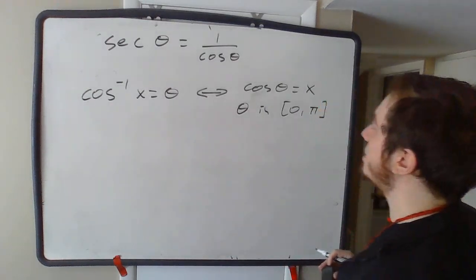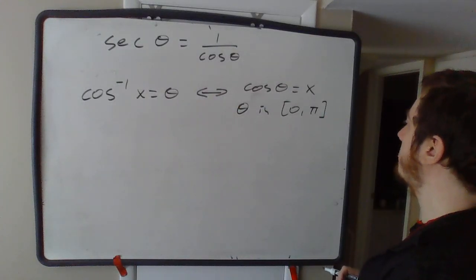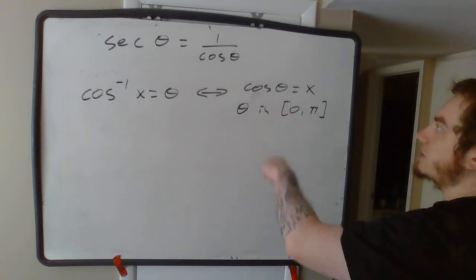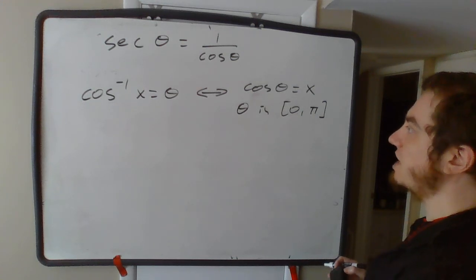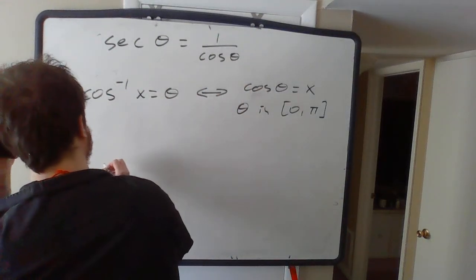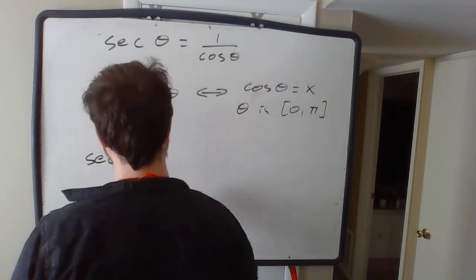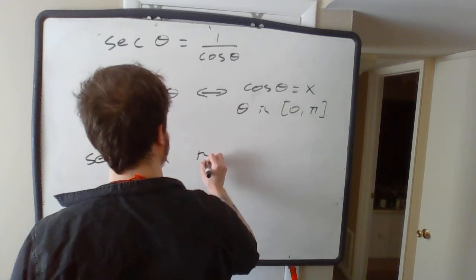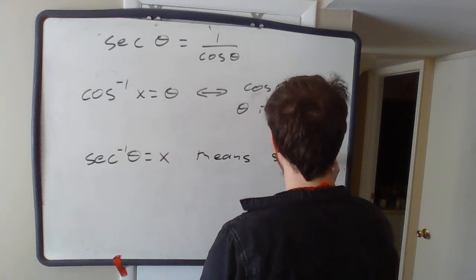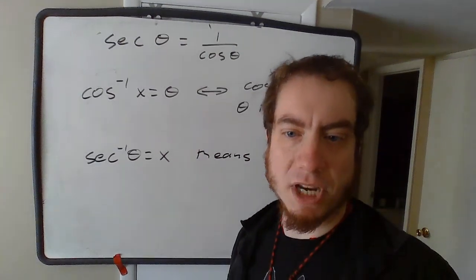So if I want to talk about the reciprocals here, then I can do that for secant pretty easily. Let's think about just how would you get the inverse here for this kind of thing. So in other words, what I want to say is that secant inverse of theta being equal to x, this means that secant of theta is equal to x.